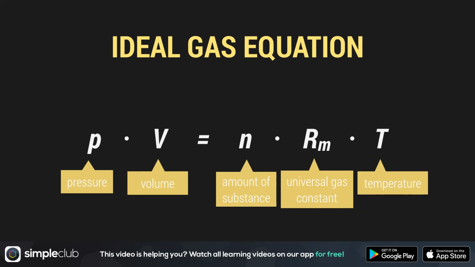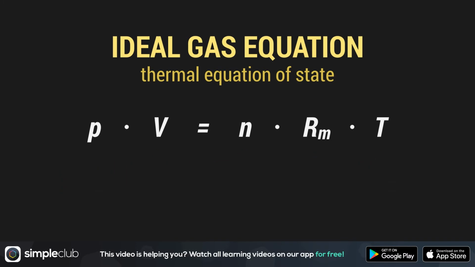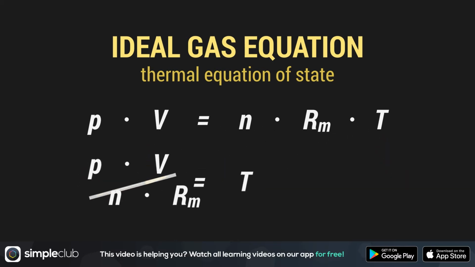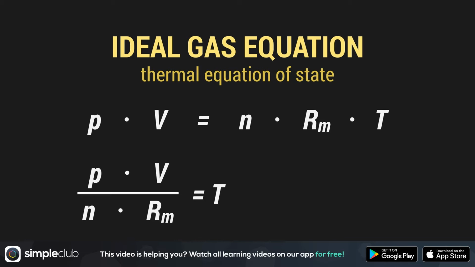We also call the ideal gas equation the thermal equation of state. That's also a good name for it, as that is exactly what the equation does. It describes the state of an ideal gas with just a few parameters. Since Rm is a constant, we only need 3 other parameters here and use these to work out the missing 4th parameter, like the temperature, for example. With the pressure, the volume, and the amount of substance, we could find the temperature of an ideal gas. That's already really handy, right?